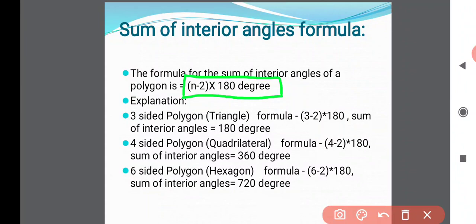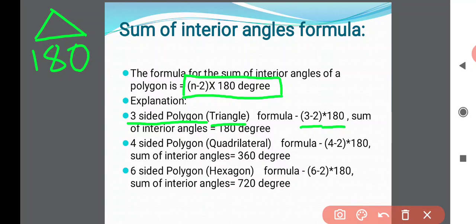First of all, we'll consider the smallest polygon, the three-sided polygon, the triangle. And I know that the sum of all the angles of a triangle is how much? 180 degrees. Let's put the value here. In place of n, I'll write the number of sides, that is 3. So (3 minus 2) into 180. 3 minus 2 is 1, 1 into 180 is 180. So I'll get 180.